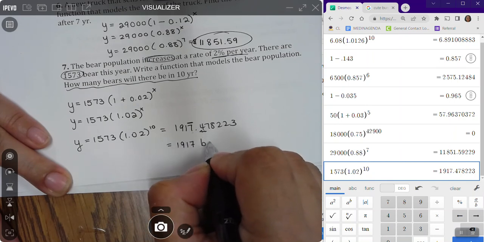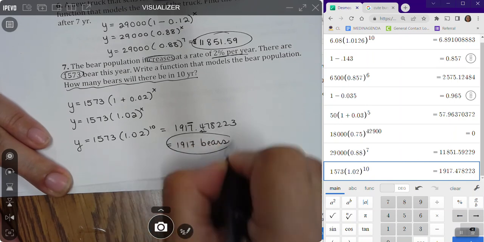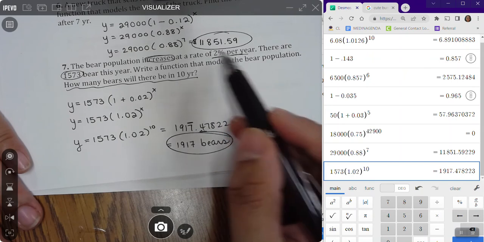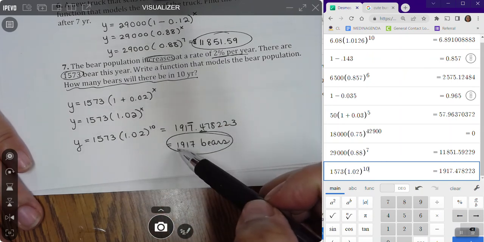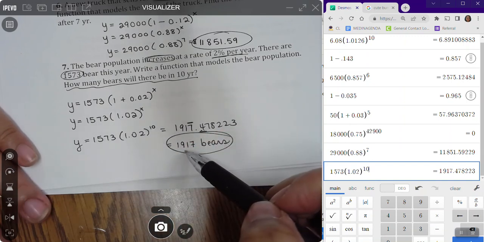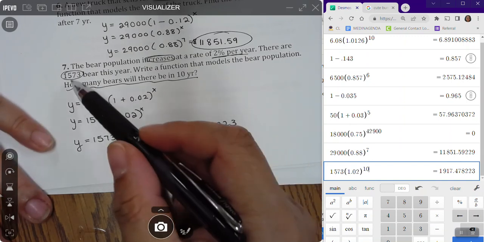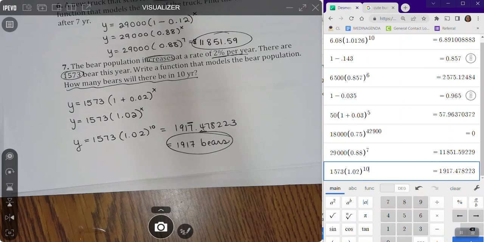So if it continues growing at 2% per year, we can expect in 10 years to have 1,917 bears from the 1,573 bears that we used to have. Not bad, right? All right, so I hope you enjoyed writing the function and solving growth and decay problems.